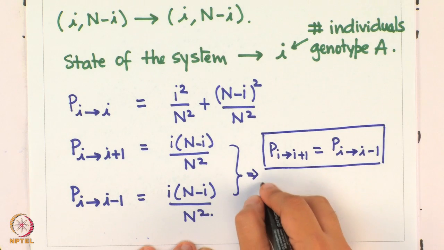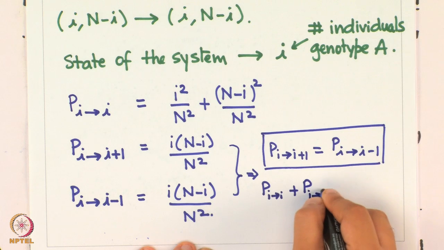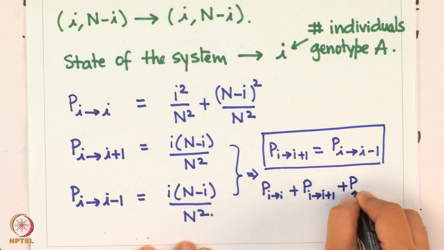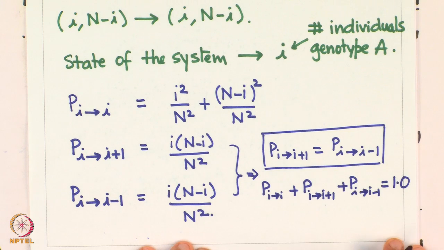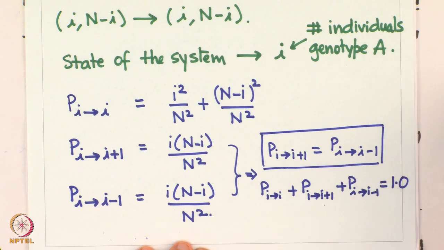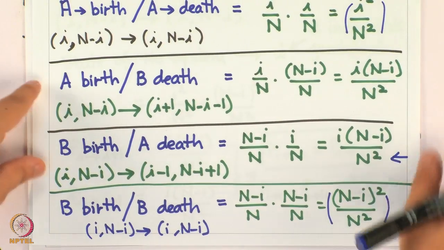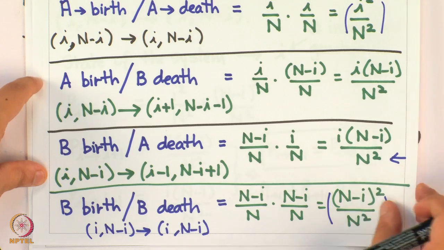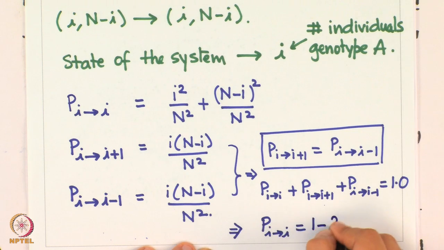I also know that pi to I plus pi to I plus 1 plus pi to I minus 1 is equal to 1. I know this a couple of ways. I know this because these four possibilities represent all possible outcomes of the system. I could also add these probabilities and convince myself that the sum of these probabilities is equal to 1, which implies that I can write pi to I as 1 minus 2 times pi to I plus 1.